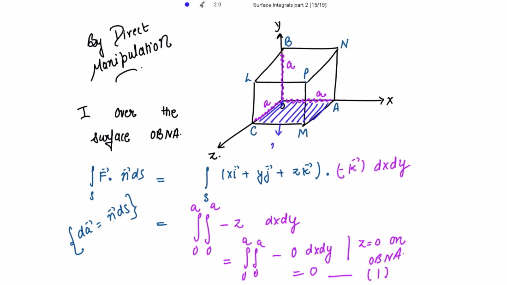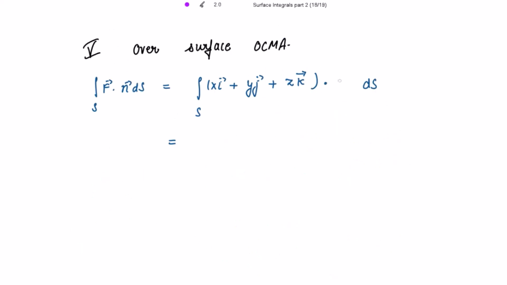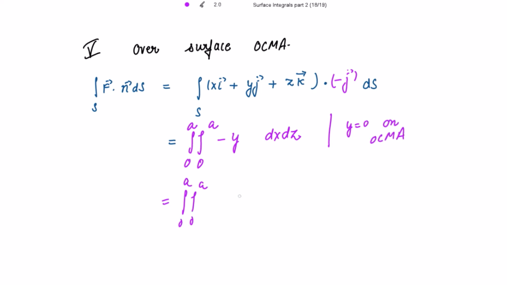And here the outward unit vector drawn is along the negative y-axis. So take n vector to be minus j cap. And because it is along the y-axis, so we are taking ds to be dx dz, skipping y, right? And on this surface, y is 0. So n vector is minus j cap. So this is double integral. When taking the dot product, we get minus y dx dz. And on the surface, y is 0. So y is 0. So this integral is coming out to be 0. Please mark this as 5.